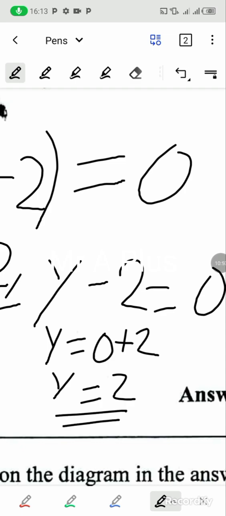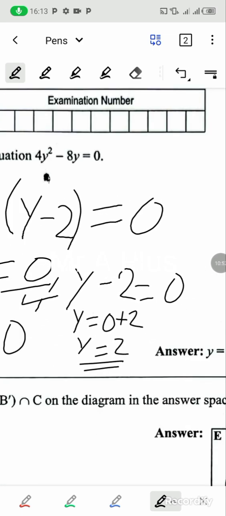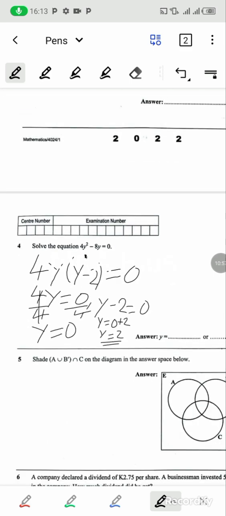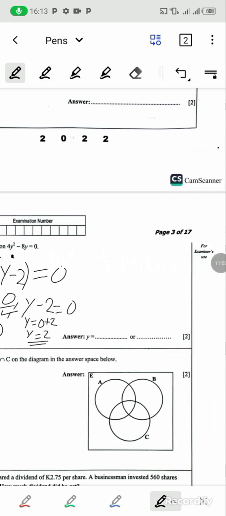So we have got how many answers? We have got 2 answers, where we are saying y is equals to 0, and y is equals to 2. No wonder even on the answer space we are having 2 answer spaces, where you have to indicate the first one y is equals to 0, then y is equals to 2, for 2 marks.